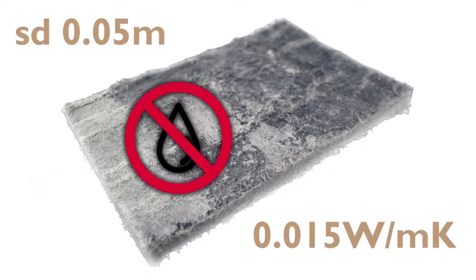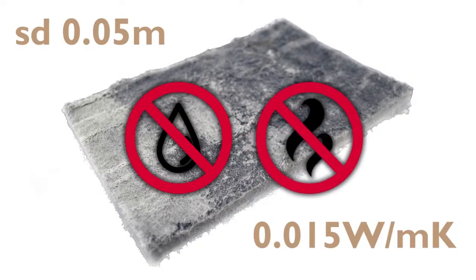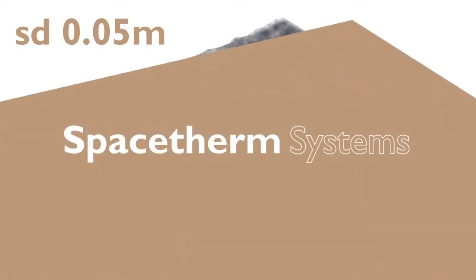Spacetherm aerogel is also hydrophobic, meaning it actively repels liquid water. Because the aerogel blanket contains no blowing agents, it does not release harmful gases into the building over time, nor does its performance degrade, with extensive testing showing no loss of thermal performance over a 50-year period. Variants of Spacetherm Aerogel are also available with reaction to fire classifications up to A2, making these products suitable for use in almost any situation.